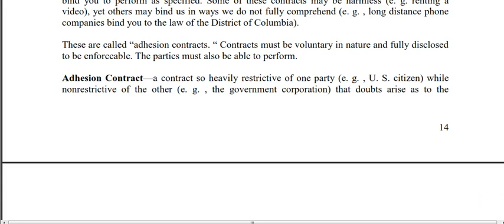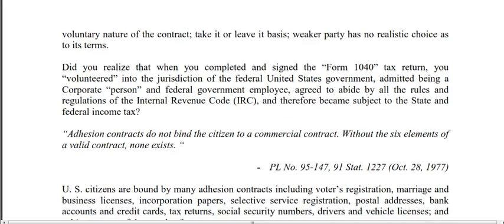Adhesion contract. A contract so heavily restrictive of one party, ergo U.S. citizen, while non-restrictive to the other, ergo the government corporation, that doubts arise as to the voluntary nature of the contract. Take it or leave it basis, weaker party has no realistic choice as to its terms.